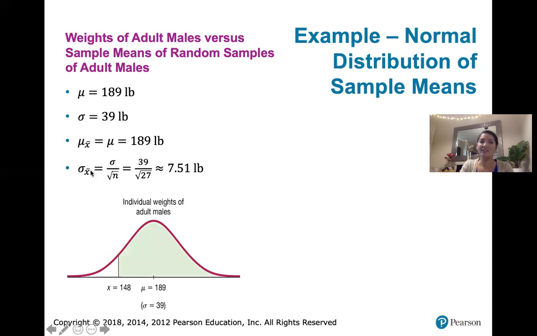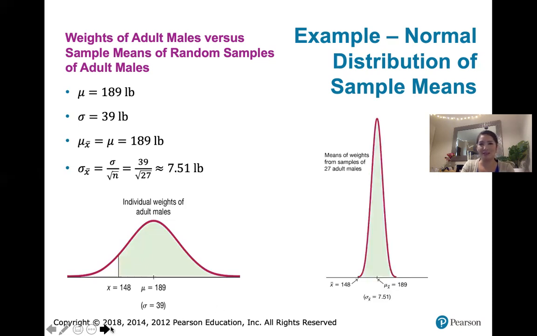The standard deviation of the sample means is the population standard deviation of those weights of adult males divided by the square root of the sample size. If we're looking at a sample size of 27 men and we're looking at the mean weight of 27 men, it turns out that the standard deviation of the sample means, or the standard error of the mean, is about 7.51 pounds. And this is what the graph looks like.